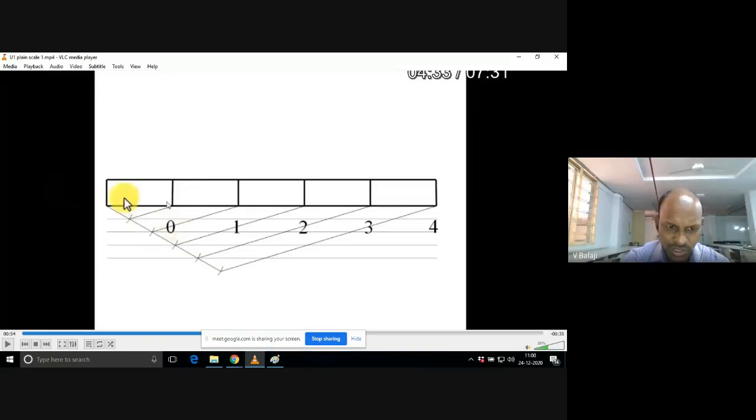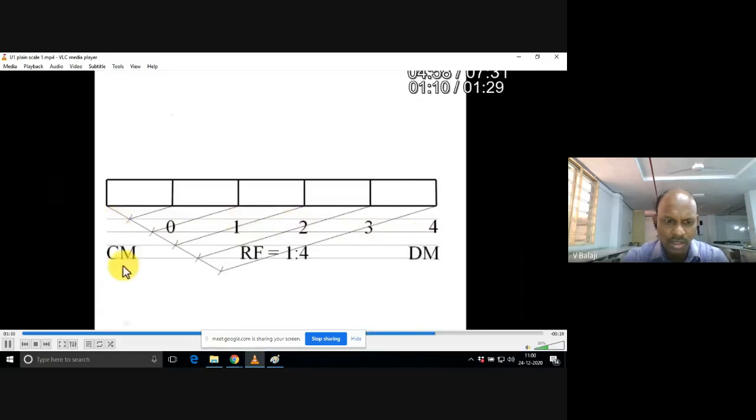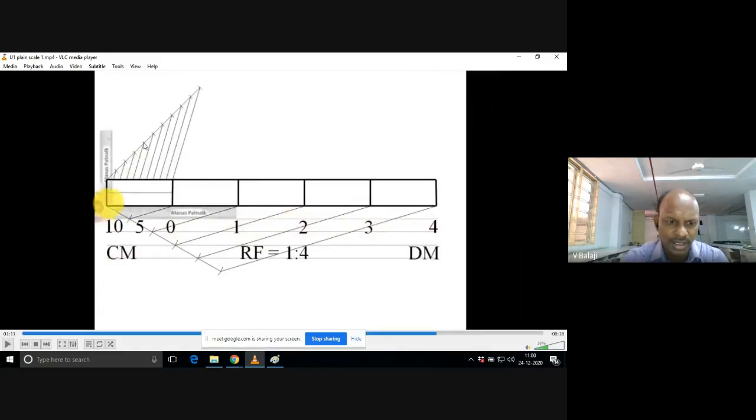A small box is there right here. We need to divide this into an equal number of parts. That number of parts depends on the unit and subunit relation. 1 decimeter is 10 centimeters, right? So again, apply the line division method. You draw one angular line. Take this edge. This is the 1 decimeter box, right?